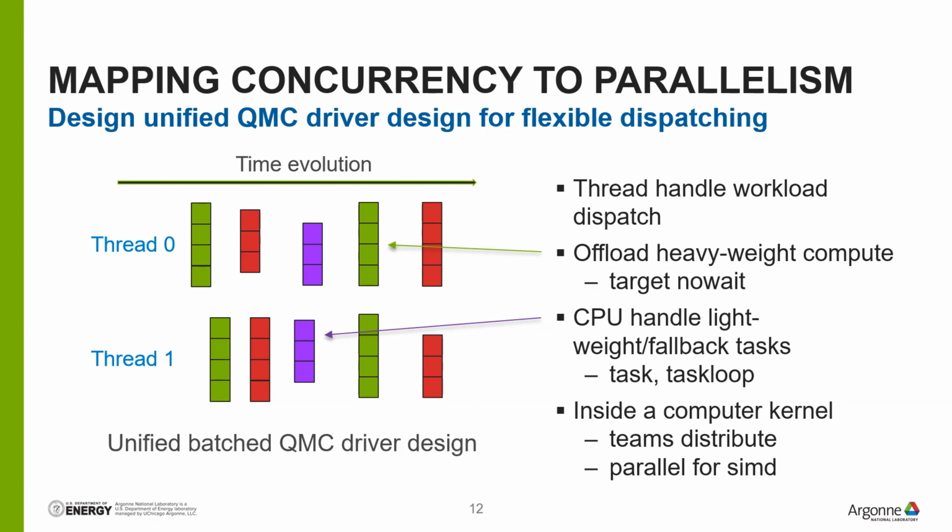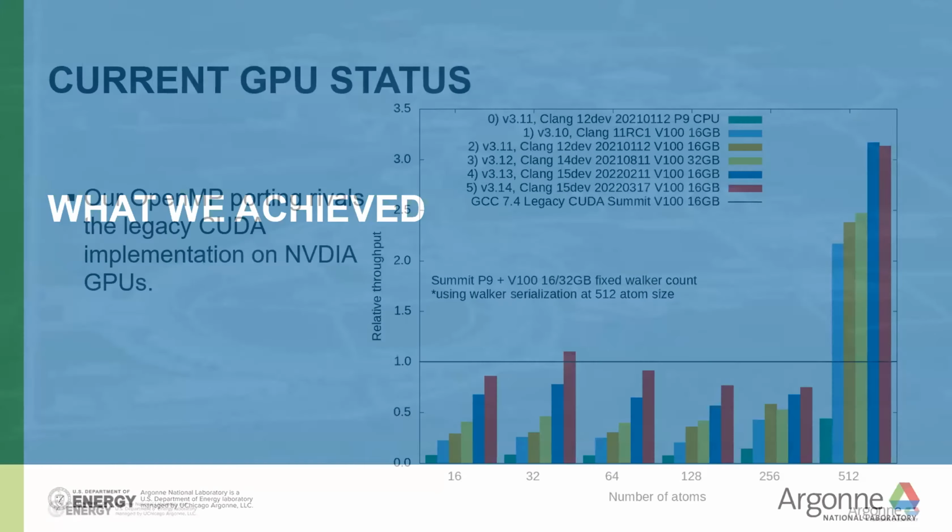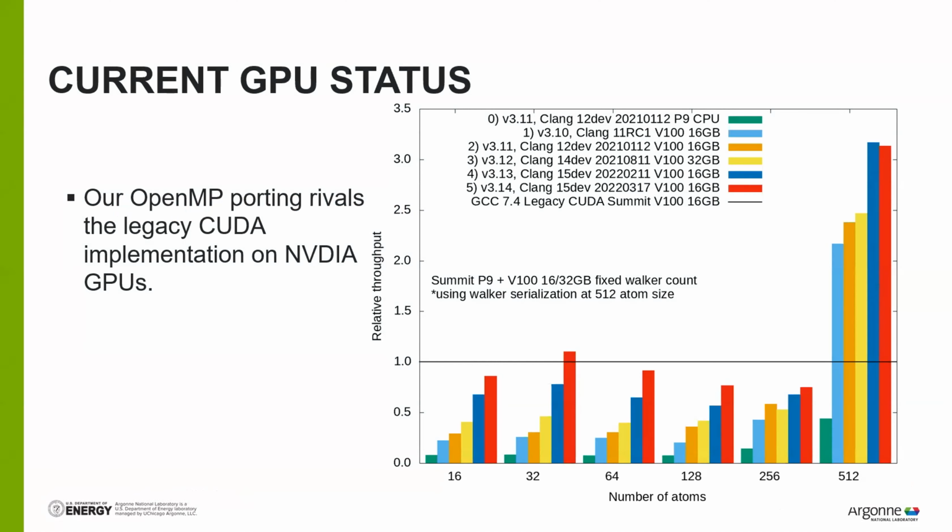In this design, we also allow the CPU to do some work if necessary. So this maps perfectly with the modern node architecture. So that's what we achieved. We actually implement the underlying GPU with OpenMP offload, and we also still have some cuBLAS vendor calls.